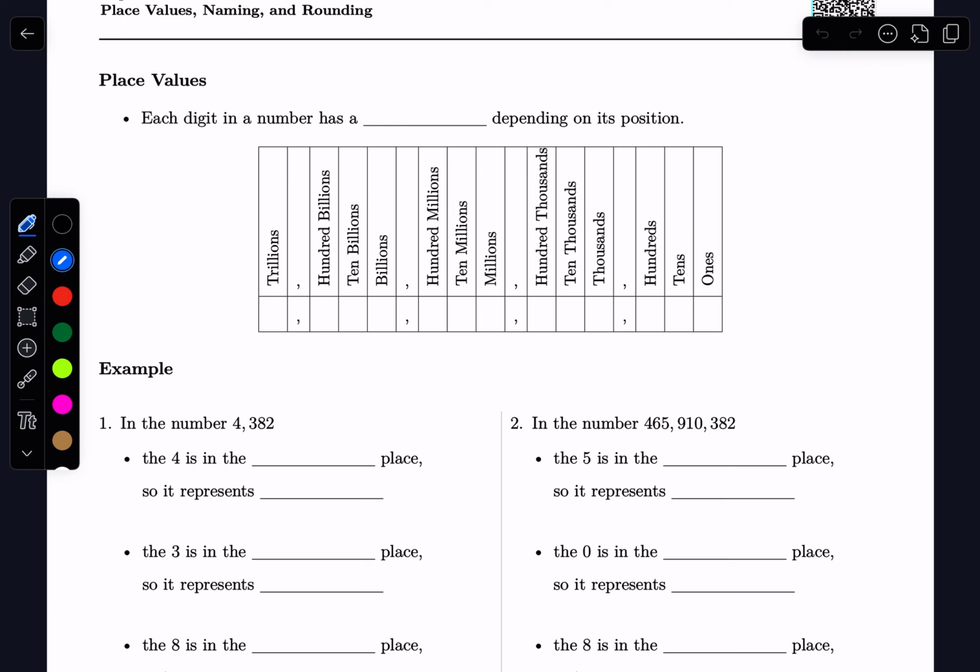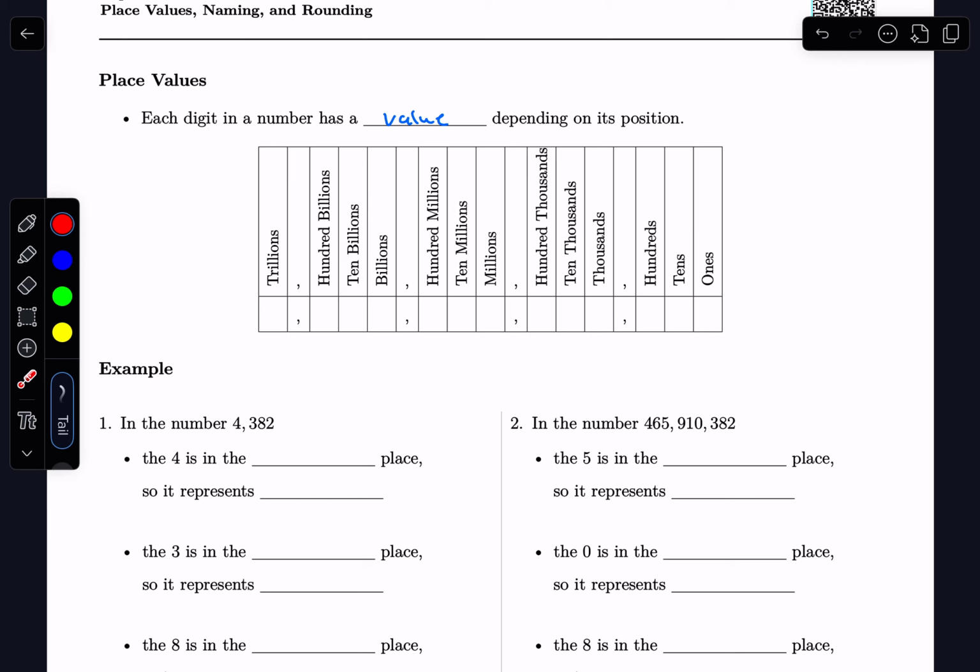Place values are important because they tell us what a number is actually worth. Each digit in a number has a value depending on its position in the number. The chart here shows us from right to left what the growing place values are. So we start real basic. If we just have a single digit, that is worth 1. A two-digit number takes us into the tens place. Then we have the hundreds, thousands, 10,000s, 100,000s, millions, and so on.